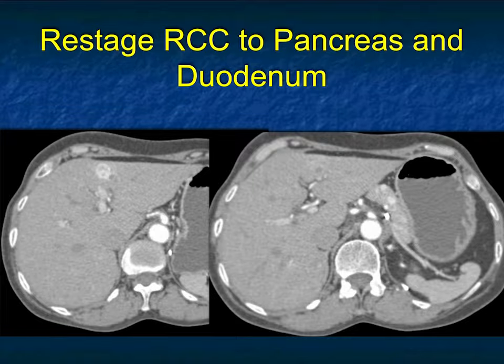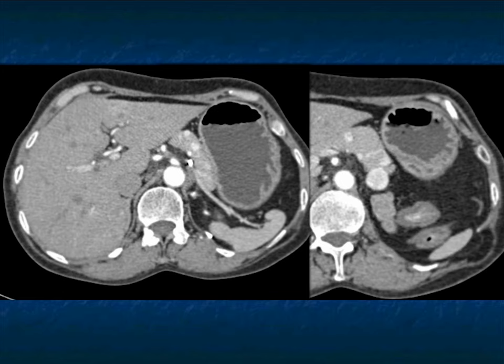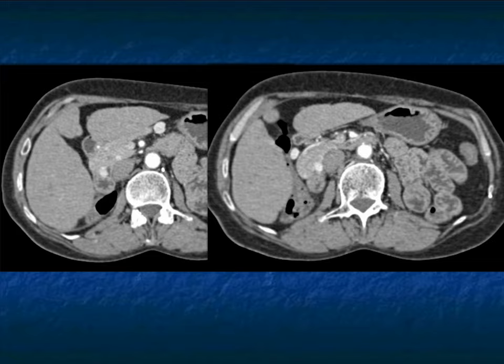Now, another example. We were restaging a patient with a renal cell. Well, guess what? Liver metastasis. Guess what? Pancreatic metastasis. The patient has had surgery by the left kidney. And then as you scan down, more metastasis to the pancreas. And then you'll also see, in addition to the pancreas and liver, the patient has metastasis toward duodenum.